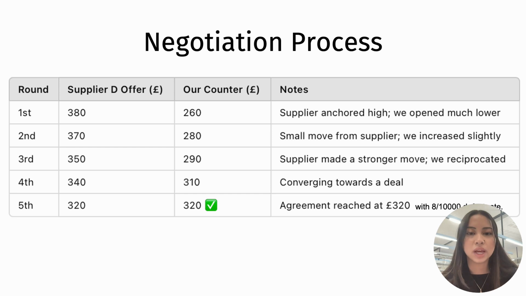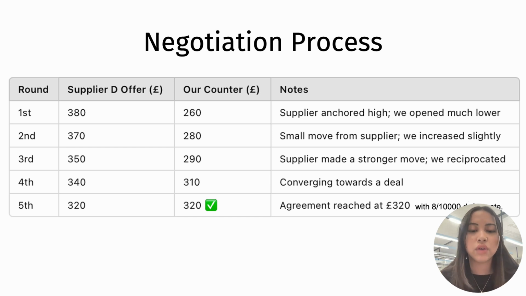For our supplier selection, we entered a structured 5-round negotiation with supplier D, with the goal of finding the right balance between cost and quality. In round 1, supplier D started high, offering £380 per unit. We responded with a low counter of £260 just to open the discussion and reset the anchor. In round 2, they dropped to £370. We countered again, this time with £280, showing we were willing to move up slightly.